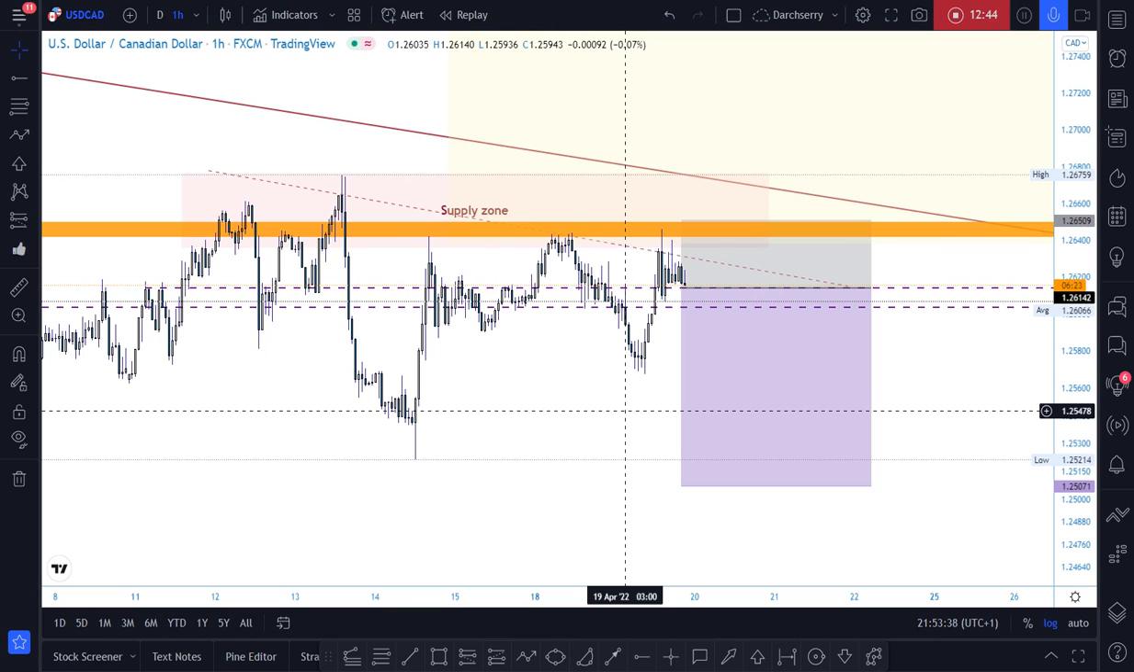I would like to pause the video here and let us see how price action reacts, and whatever happens, I shall give you an update in the comment section on my TradingView account.